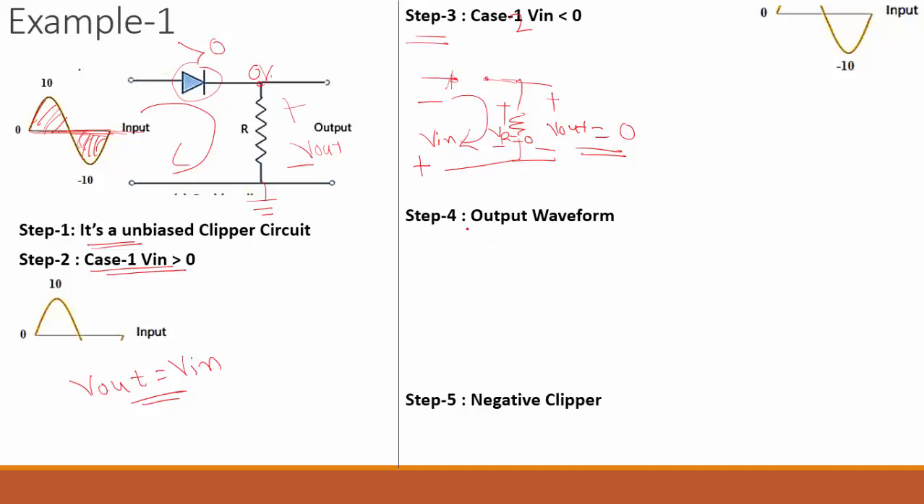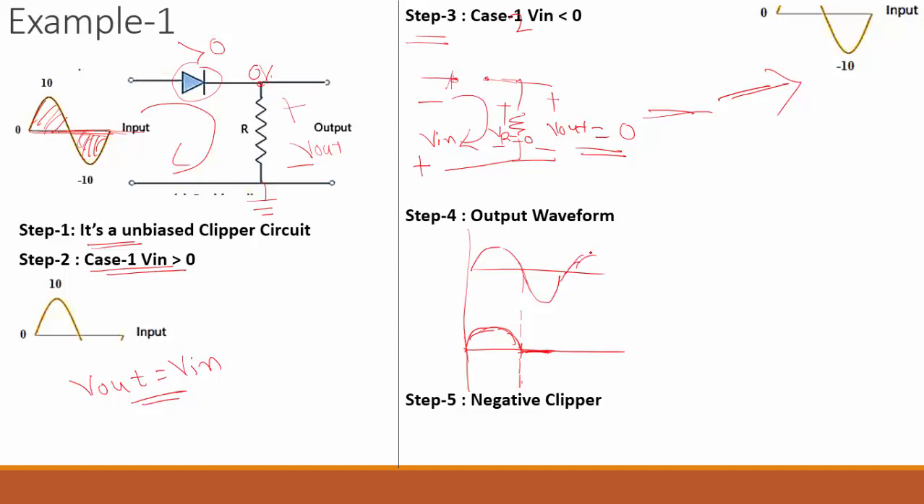Now draw the output waveform. Let's suppose this is the input and this one is the output. This is nothing but the 0 reference line. For the positive cycle when I apply, what is the output? Same as V in. Now look over here. When I apply a negative part, what is the output I am getting? 0 volt. That means at that particular voltage I don't have any output.